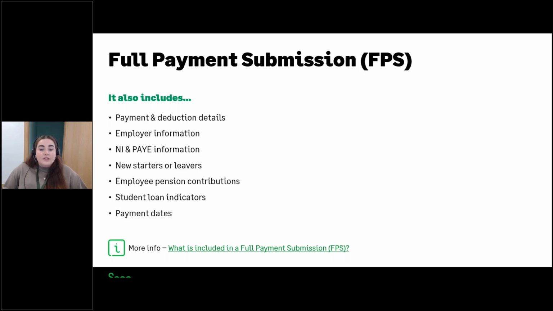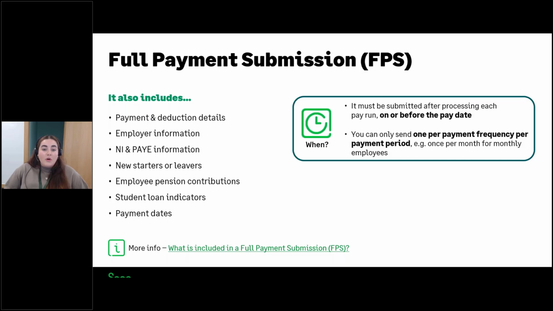But the liability isn't the only thing that makes up the FPS though. It also includes payment and deduction details, employer information, tax and national insurance information, any new starters or leavers that you might have had, employees' pension contributions, student loan indicators, and payment dates. So although you can't normally see all of this information going across in the submission itself, it is there, just being sent across in the background.